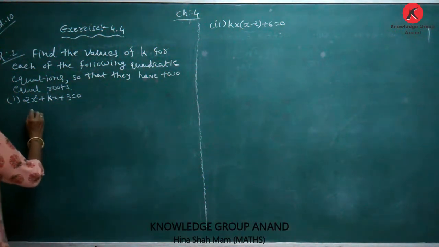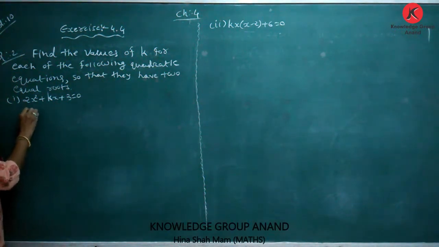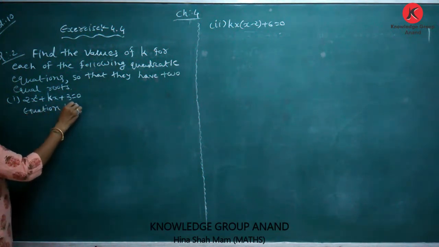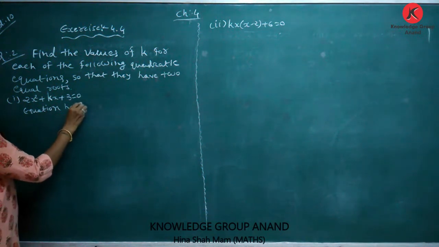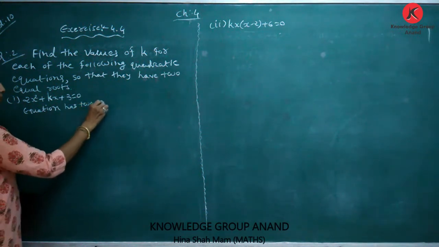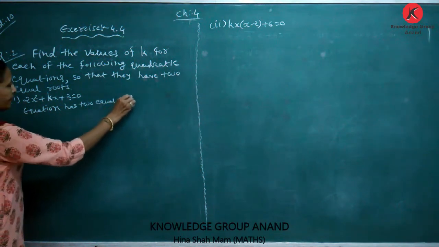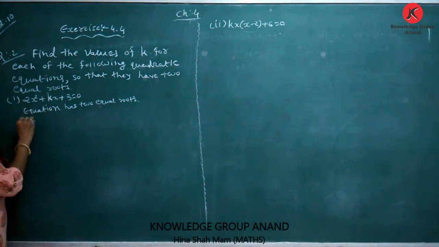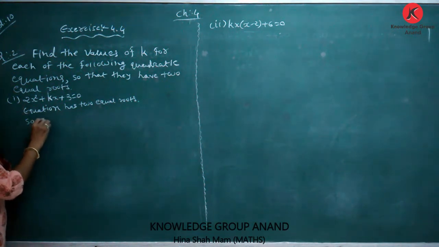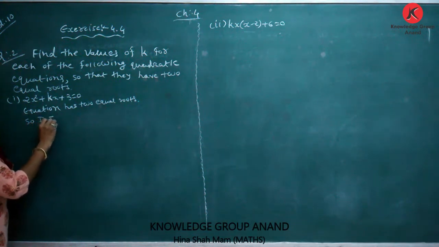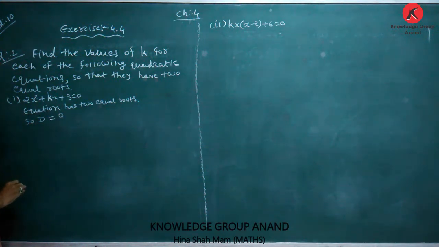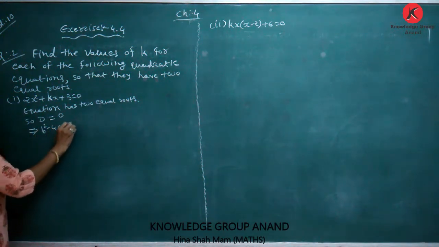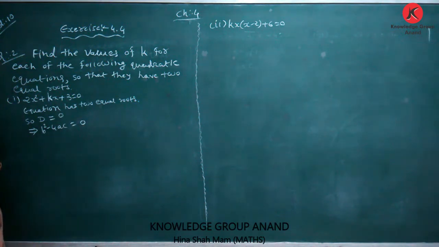Here we write: the equation has two equal roots. So the discriminant D is equal to 0. What is the value of D? It implies b square minus 4ac is equal to 0.